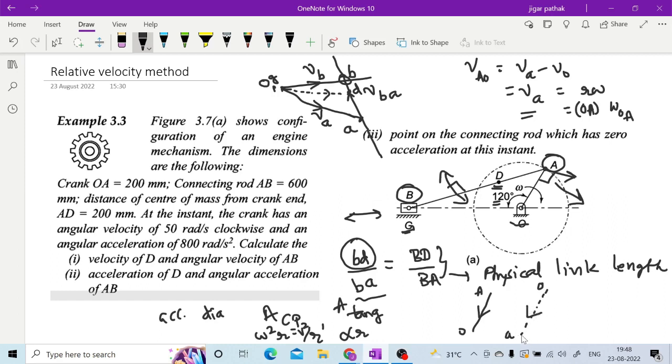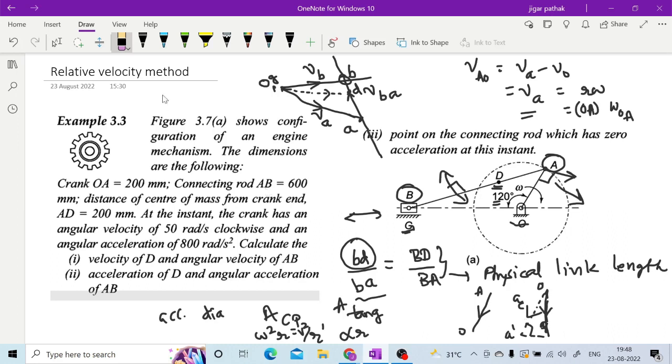And tangential will be perpendicular to this centripetal acceleration, right? AC and AT. Once you have both these components, then you can have the final acceleration of A with respect to O, right? Acceleration of A with respect to O.